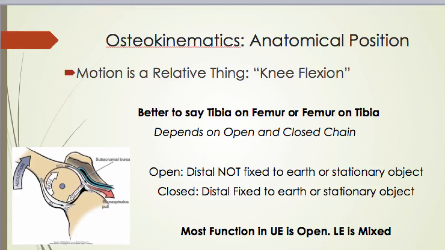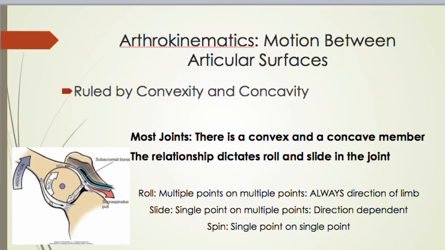With the open chain, as we remember from last semester, the distal portion of the extremity is not fixed to the earth or a stationary object. However, in the closed chain, it is fixed to the earth or a stationary object. Most motion or function in the upper extremity is in the open chain, and in the lower extremity is mixed. So with gait, we have a stance phase that is closed chain, and we have a swing phase, which is open chain. So it just depends on the functional activity we are doing.